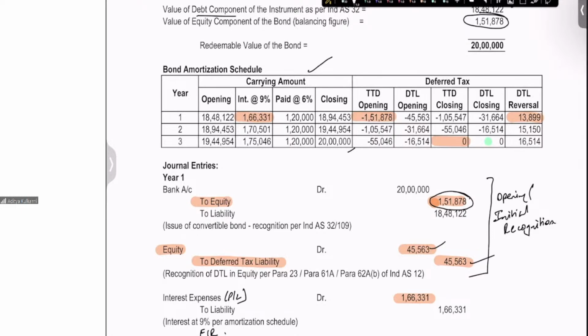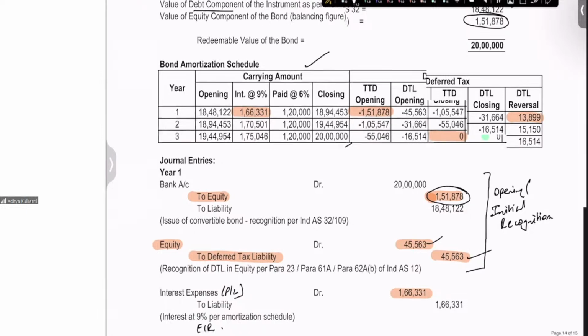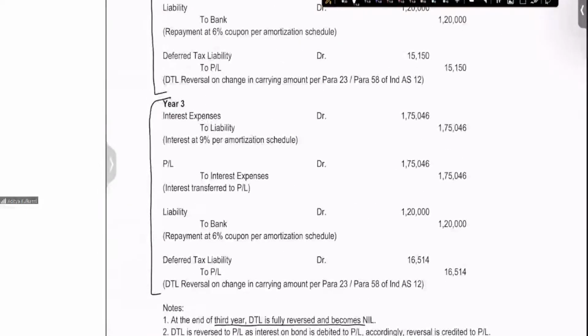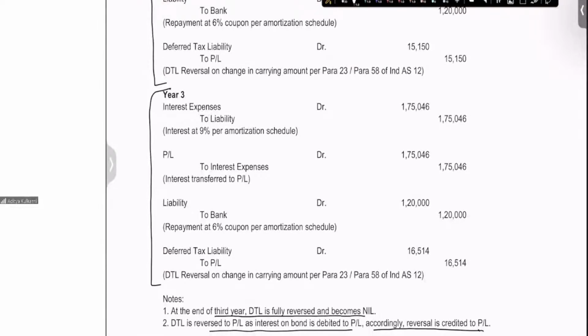What will be reversed in respect of the interest and the liability component, the deferred tax on that cannot remain there. The deferred tax also has to get reversed and turn to zero. So that reversal goes through the profit and loss. That reversal goes through the profit and loss. Have you understood this question? Yes, have you understood this question?